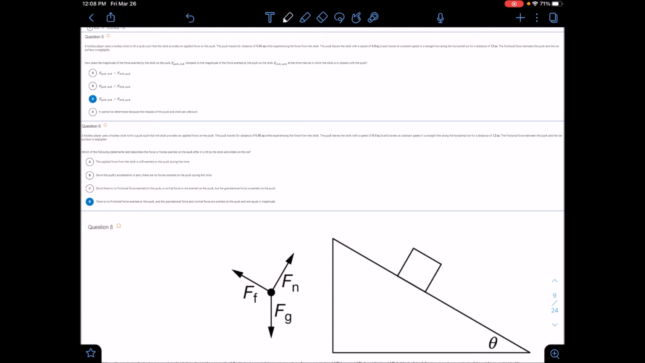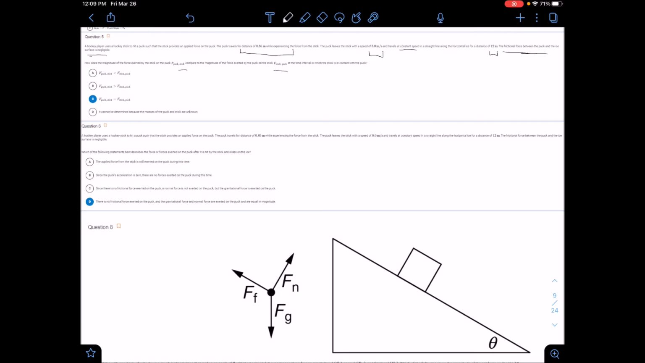So we know it travels for a distance of 0.85 meters, and we won't know if we'll need this given data, but it's nice to underline what you know. It leaves at a speed of 8 meters per second and travels at a constant speed in a straight line for a distance of 12 meters. Since the friction force between the puck and the ice is negligible, friction is negligible. So how does the magnitude of the force exerted on the puck compare?